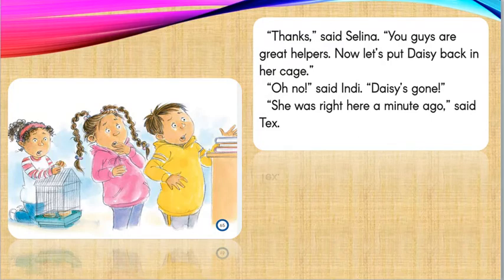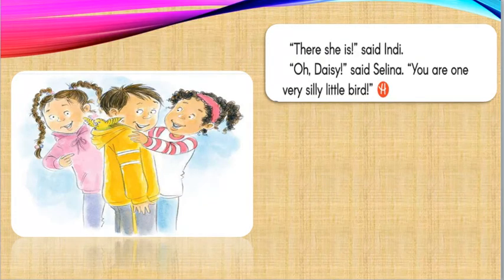Now let's put Daisy back in her cage. Oh no, said Andy. Daisy's gone. She was right here a minute ago, said Tex. Oh, there she is, said Andy. Oh, Daisy, said Selena. You are one very silly little bird.